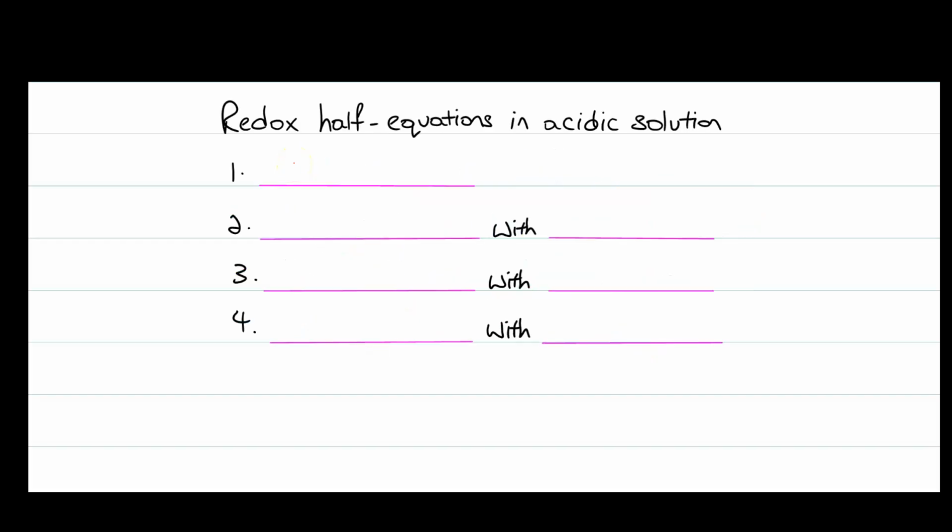Here is the whole method again. Balance the redox active atom first, then oxygen with water, hydrogen with hydrogen ions, and finally charge with electrons. Once you trust this order, redox half equations become much more manageable.